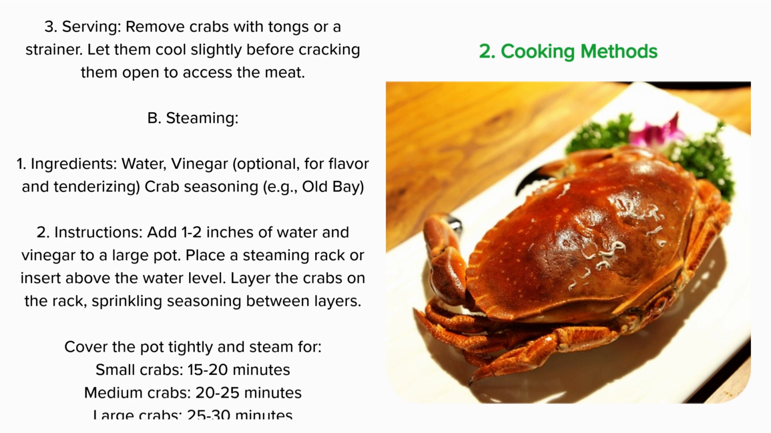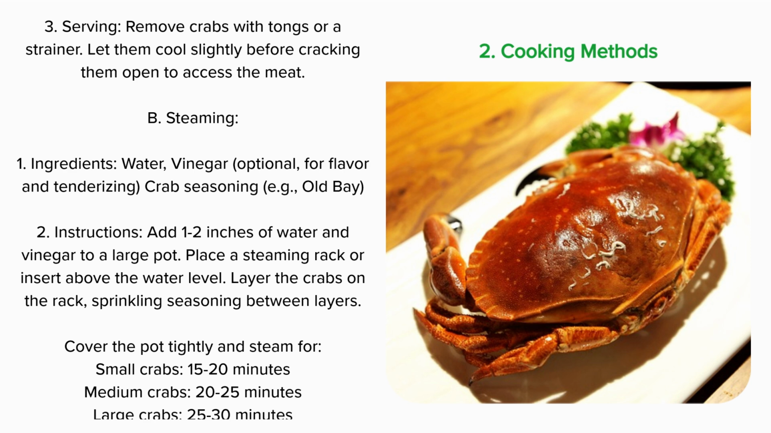C. Grilling. 1. Ingredients. Olive oil, garlic, herbs, e.g., parsley, thyme, lemon juice. 2. Instructions. Clean the crabs and split them in half, if preferred. Brush the meat with a mixture of olive oil, garlic, and herbs. Preheat the grill to medium heat.